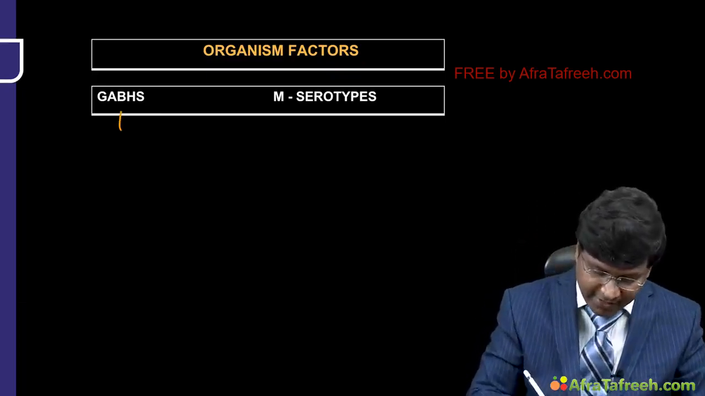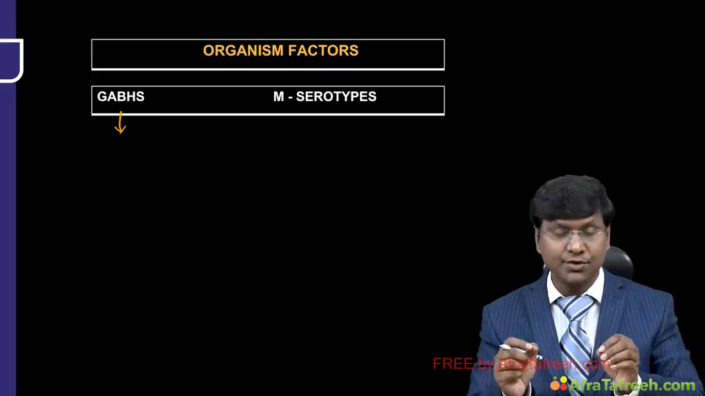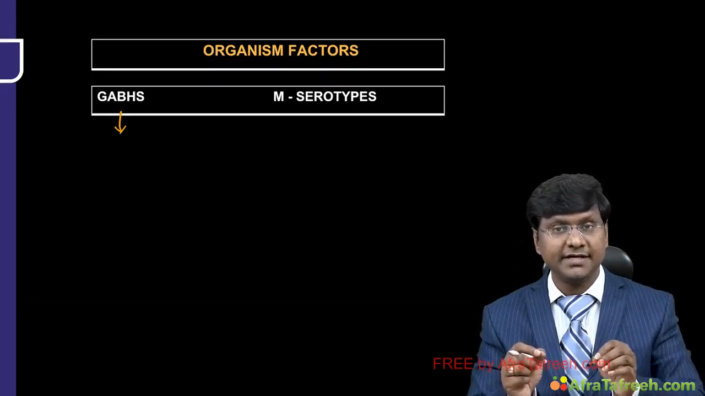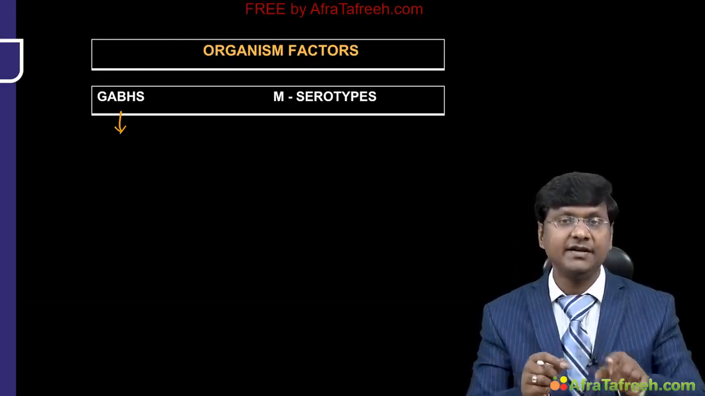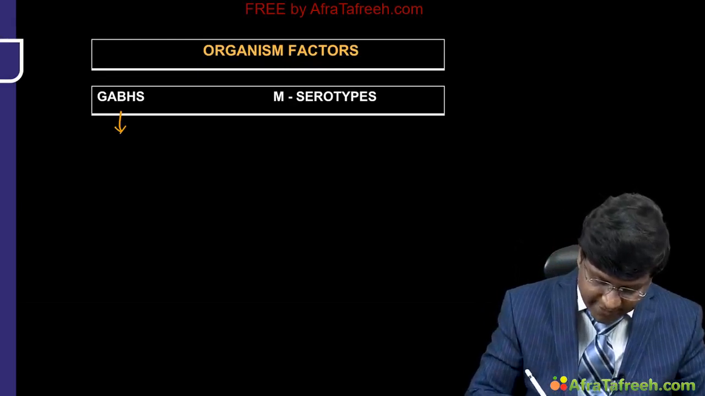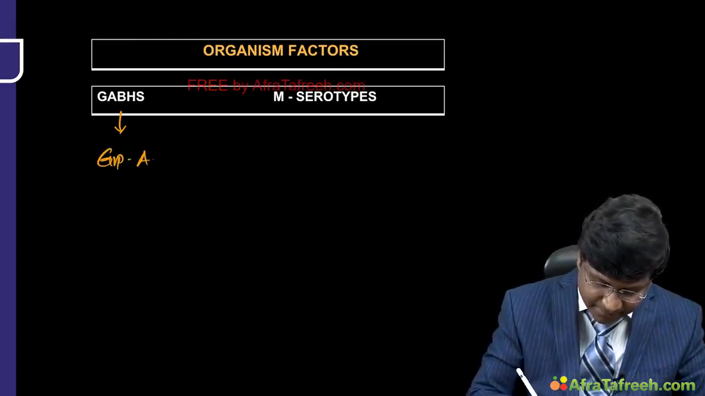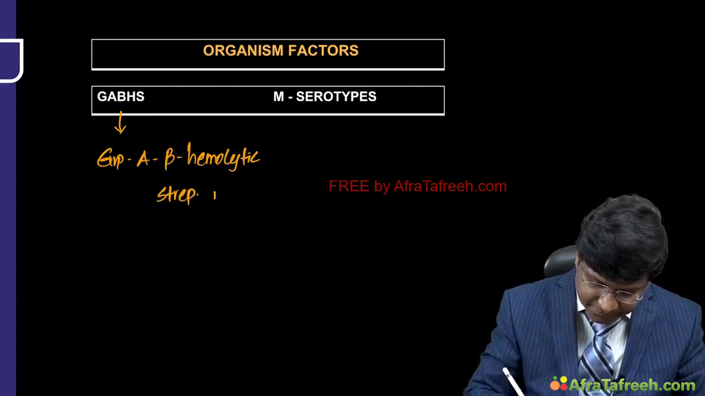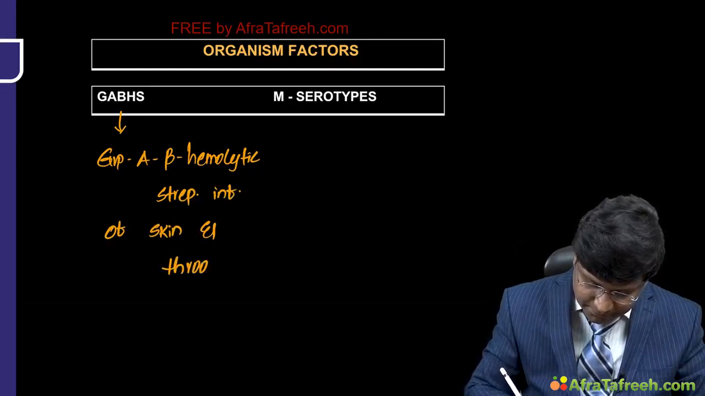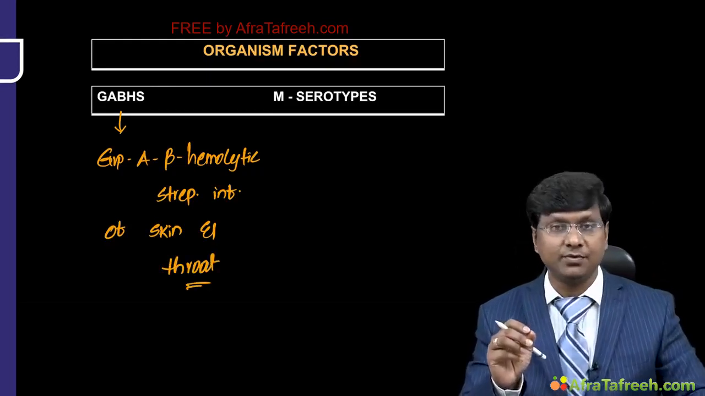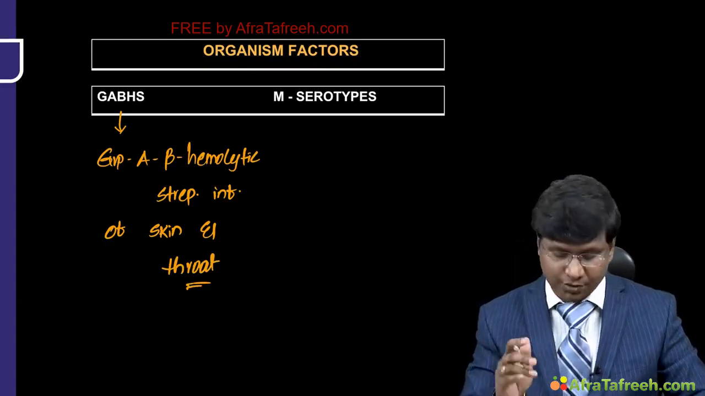Acute rheumatic fever is a recurrent inflammatory response which occurs in response to group A beta hemolytic streptococcal infection of skin and throat. Group A beta hemolytic streptococcal infection of skin as well as throat.